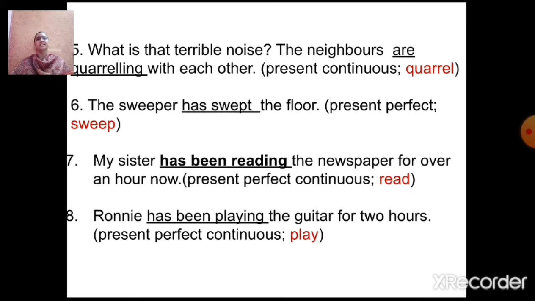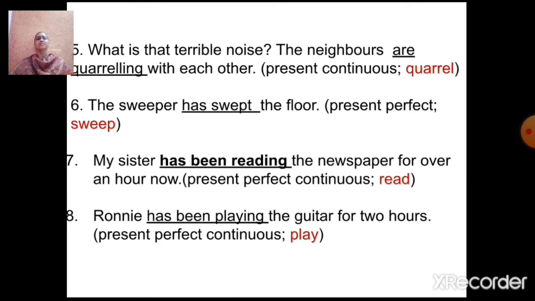Then the next is: the sweeper dash the floor. Now we need to complete this sentence with present perfect and the verb given is sweep. We all remember the formula, right? So for sweep it will be swept, and since the sweeper is singular, we are going to use has. The sweeper has swept the floor, right?